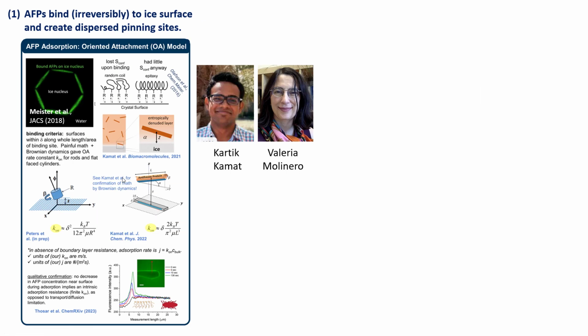Antifreeze proteins are thought to have a couple of key things that make them work. One, they must irreversibly bind to the ice surface and create dispersed pinning sites. There's a lot of evidence that these things bind to ice surfaces. You can directly see it by putting GFP tags on them, as done in this work by Konrad Meister in 2018. Theory of adsorption is something that we've worked on quite a bit, and I won't talk about that in the talk today.